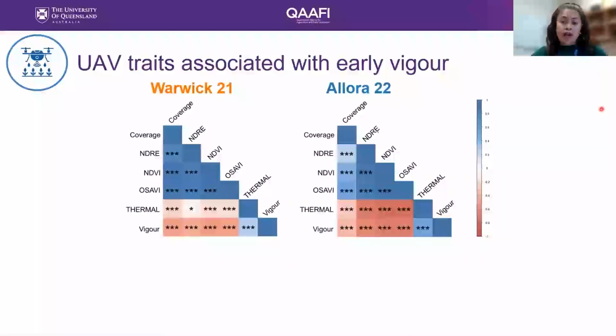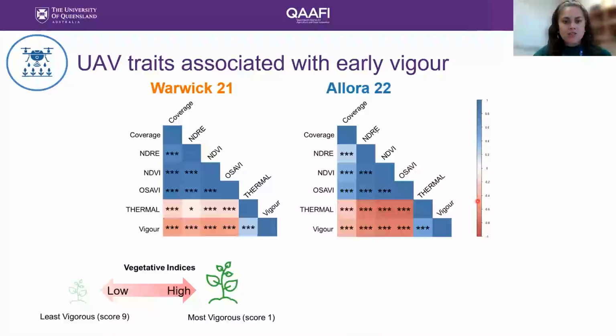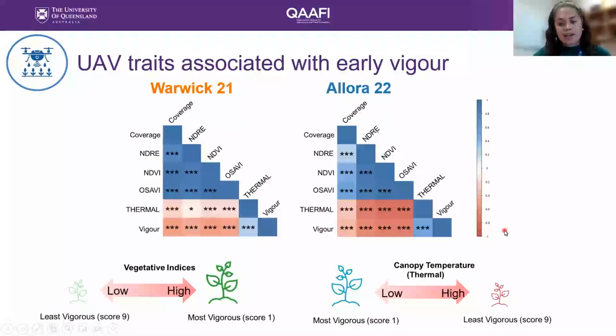We did that at both Warwick and Ballarat, and we saw the same trends and relationships across 2 seasons, which means that all of these indices are quite good and stable across multiple environments. I do have a trial this year as well that I'll be analysing, but from preliminary results, it looks like we have the same trends as well. It highlights that it's really easy to use this technology across multiple locations to look at the same trait. From these relationships, if the plot has a high vegetative index, it means that the plants are most vigorous. And if there's a high canopy temperature, it means that the plot is least vigorous.